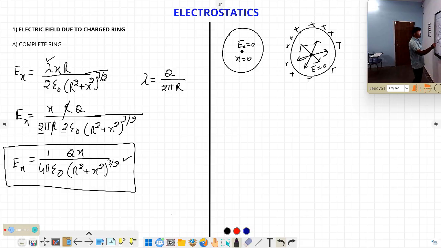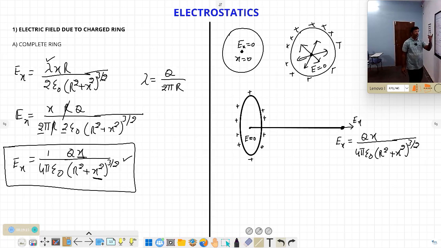At any position of distance along the axis, it is equal to 1 by 4 pi epsilon naught, qx by r square plus x square whole power 3 by 2. We can use this expression. Now if you observe this case, this is a charged ring. I have taken this axis. At the center we already got the electric field intensity as 0. At any point on the x-axis, the electric field intensity has the value qx by 4 pi epsilon naught, r square plus x square whole power 3 by 2. Already we did the derivation. But what is the direction? Along the x-axis. This is important for us. This arrow mark gives the direction of the electric field at that point.